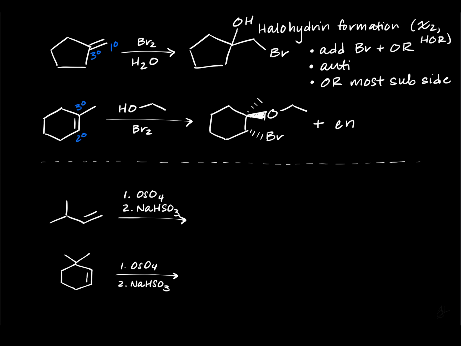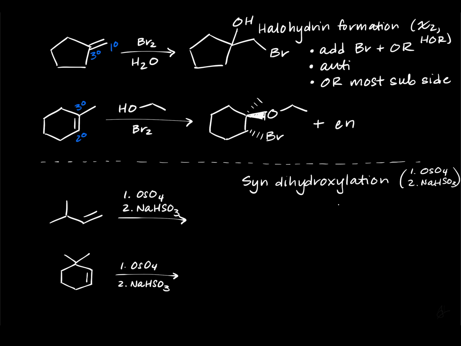The bottom one, we can find this reaction is called syn dihydroxylation. Also, sometimes you just hear it called dihydroxylation. It is adding two hydroxyl, two OH groups off of our double bond. And so this has the reagents that are shown over there. We have 1, osmium tetroxide, and 2, NaHSO₃.